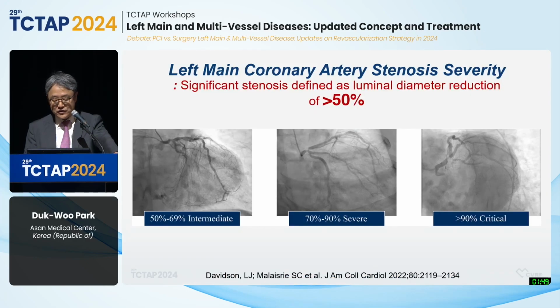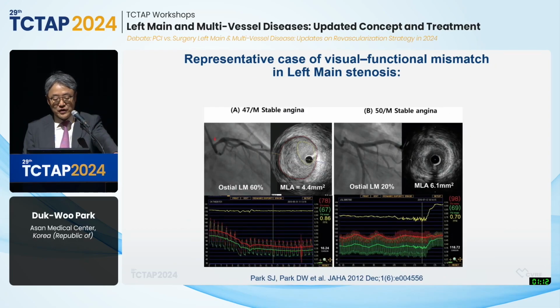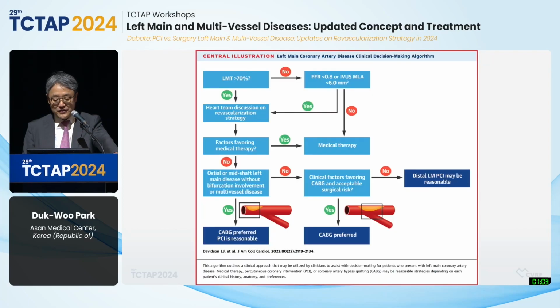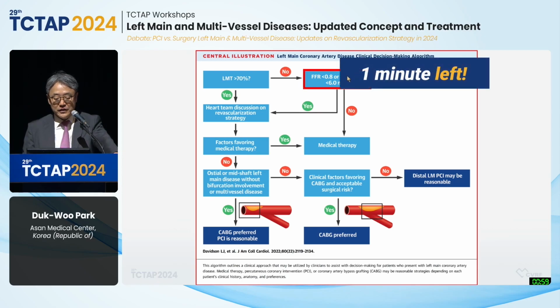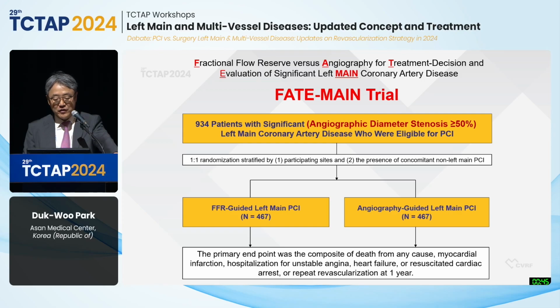As shown in our first live case demonstration, the conventional thinking of a significant left main disease is a lumen diameter reduction of more than 50%. This article recommended another treatment pathway: in some left main disease we can favor OMT, some patients do PCI, and some patients do bypass surgery. Still, we don't know whether OMT permits safe deferral of revascularization for left main stenosis between 50% and 70%. In our practice, a proportion shows visual-functional mismatch, so don't believe your eye too much. In this review article, for left main stenosis more than 70%, we consider direct revascularization. Below 70%, you can use FFR or IVUS imaging. That was the rationale of our EXCELLENT trial.